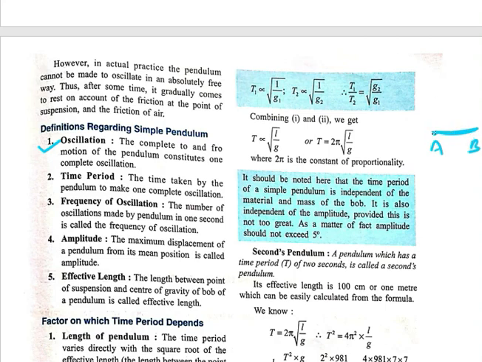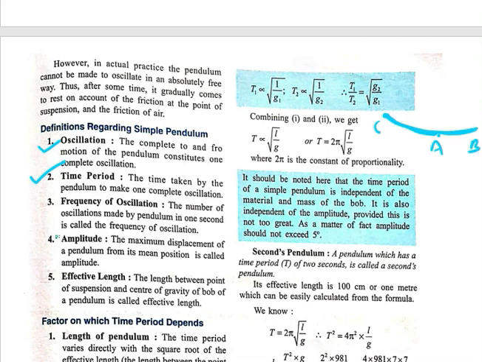Now again it will come to A, and again from A it will go to C, and after C it will again come at A. So starting at A, making one complete rotation and coming back to A constitutes one oscillation. And what is time period? It is the time required, or the time taken by the pendulum, to complete one oscillation. That is known as our time period.